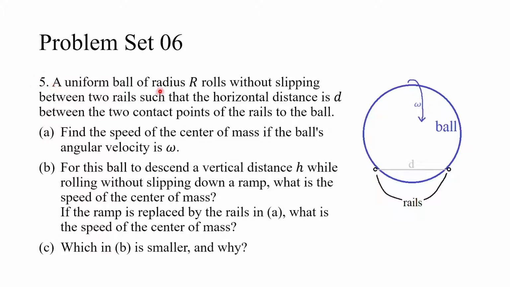There is a uniform ball of radius r rolling between two rails without slipping, and the distance between the two contact points is d. Part A asks us to find the speed of the center of mass of the ball, given that its angular velocity is equal to omega. Part B asks us to find the speed of the center of mass of the ball if it rolls down a ramp of height h without slipping. Also, what would the speed be if we were to replace the ramp with the rails from Part A? In Part C, we have to explain which one in Part B is smaller and why.